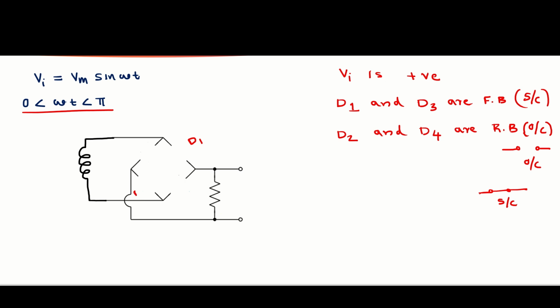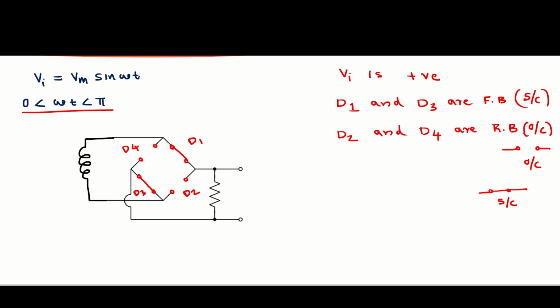So the position of D1 is this one, and the position of D3 is this one, and D4 is in this position, and D2 is in this position. Okay, so D1 is short circuit. Here I am assuming all the diodes are ideal. An ideal diode is replaced by a short circuit when it is in forward bias, and by an open circuit when it is in reverse bias. And this is D3. This is also short circuit. And D4 and D2 are open circuit.